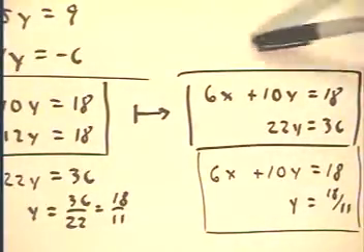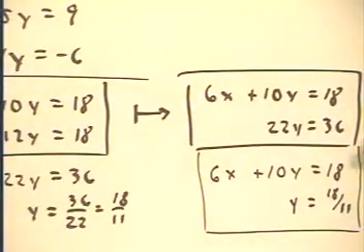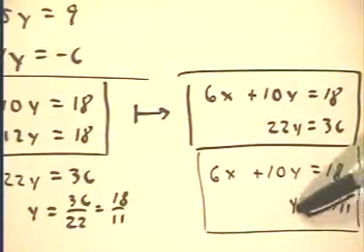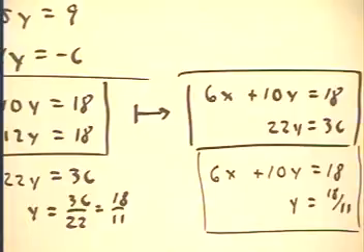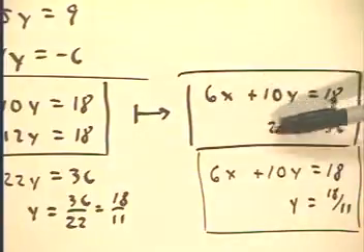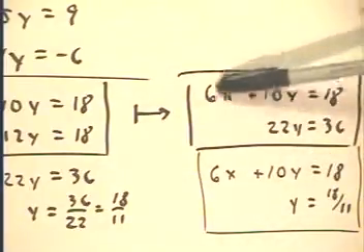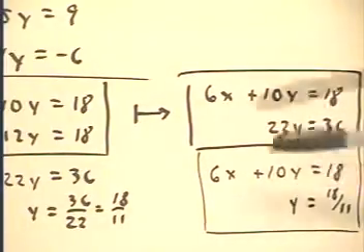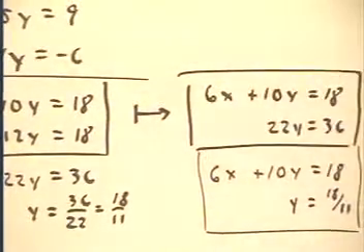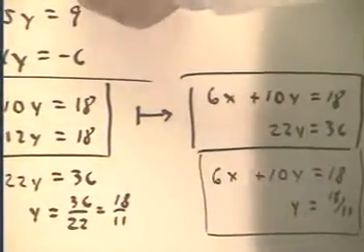Now we have these two equations. We're going to divide the second equation by 22 and reduce to get y equals 18/11. So now our system of equations is like this. Notice at each step we're writing down both equations. We wrote them both down here, we write them both down here, we had them both here, and we got them both here. So we always write down the entire system.